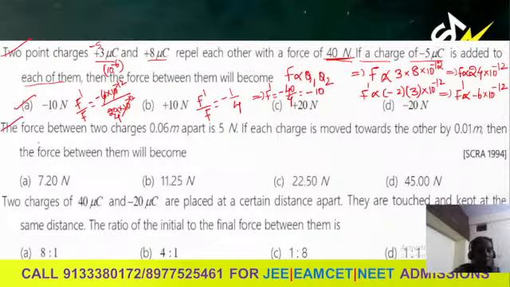Come to the second question. Force between two charges 0.06 meter apart is 5 Newton. When they are at 0.06 meter distance, the force between them is how much? 5 newtons. If a charge is moved towards the other by 0.01 meter, then the force between them will become? Initially, two charges are at what distance? 0.06. So these 2 charges, let it be Q1 Q2. Right?